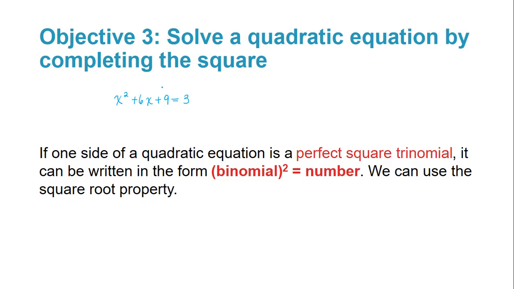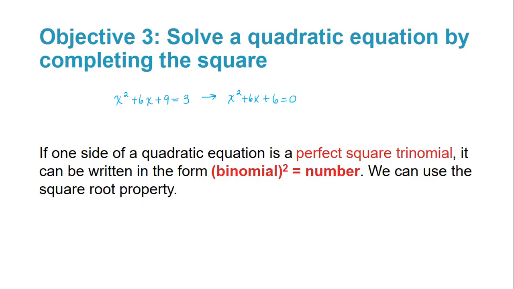If we tried to solve this by factoring, we would first have to subtract 3 from each side to get x squared plus 6x plus 6 is equal to 0. But this equation does not factor since there are no factors of 6 whose sum is 6. So we can't use factoring to solve this. But let's go back to this original form of the equation. X squared plus 6x plus 9 on the left side actually does factor in a special way.